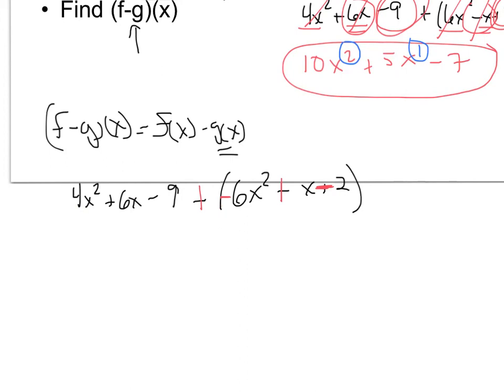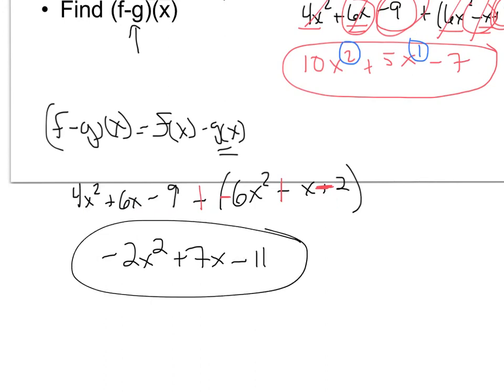And now as I go through this, I have a 4x squared minus 6x. So 4 minus 6 is a negative 2x squared. Next I have a 6x plus an x, so that gives me a positive 7x. Negative 9 and a negative 2, that gives me a negative 11. And that's how I'm going to add functions.